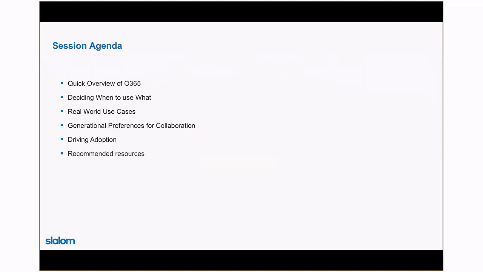Realizing that people come into these things at all different levels, I'm going to do a very quick overview of what Office 365 is. Then I'll hop into the meat of the presentation, when to use what, some real world use cases. There's some research to back up generational preferences for collaboration. I'll briefly touch on how to drive adoption for these new tools, and then at the end I might have some recommended resources for you to check out. So with that, let me hop into it.